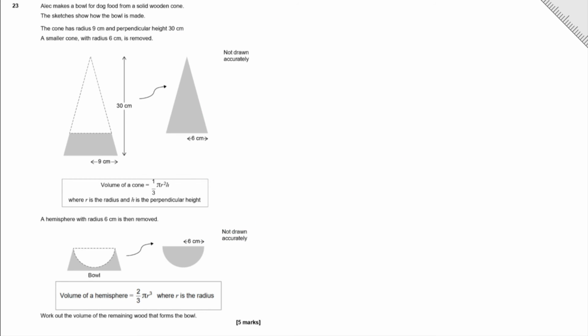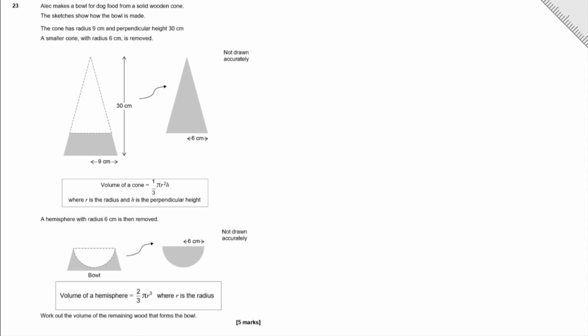Question 23. Alec makes a bowl for dog food from a solid wooden cone. The sketch shows how the bowl is made. The cone has a radius of 9 centimeters and perpendicular height of 30 centimeters. A smaller cone with a radius 6 centimeters is removed, so it kind of leaves a frustum at the bottom then. And the volume of the cone formula is given. Then a hemisphere with a radius of 6 centimeters is removed, leaving the dog bowl. Okay, so work out the volume of the remaining wood that forms the bowl.